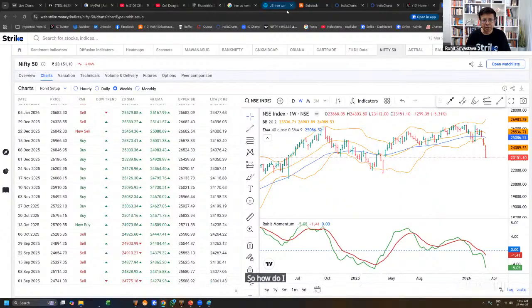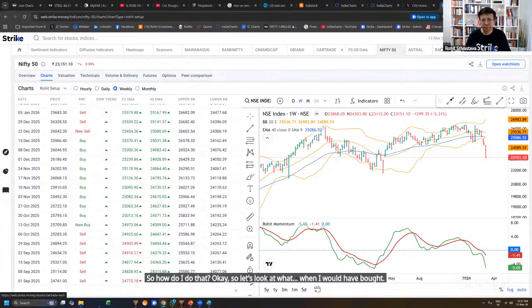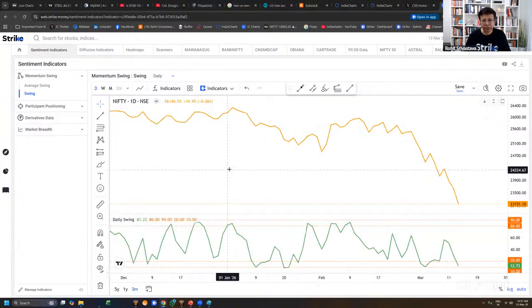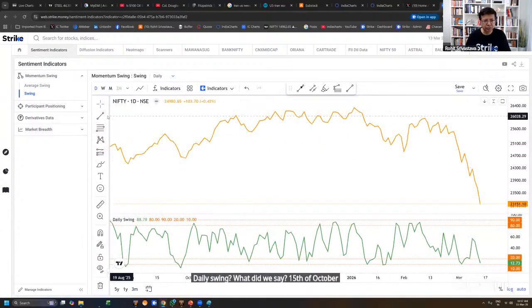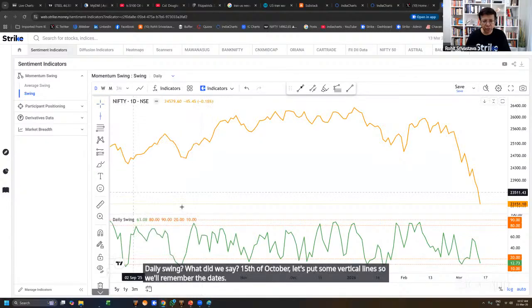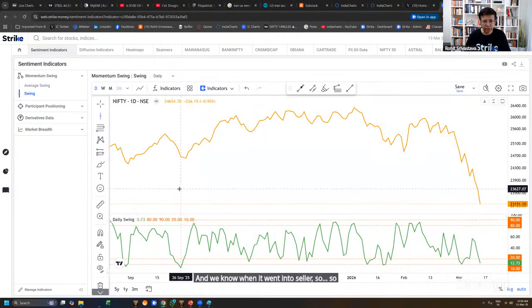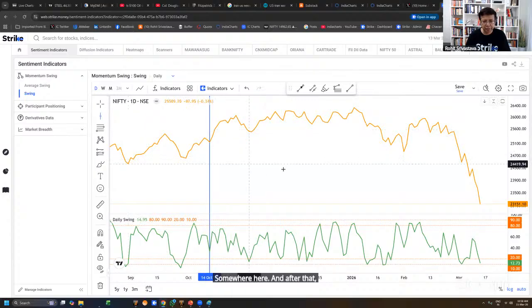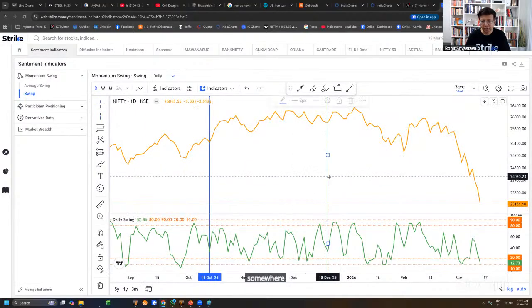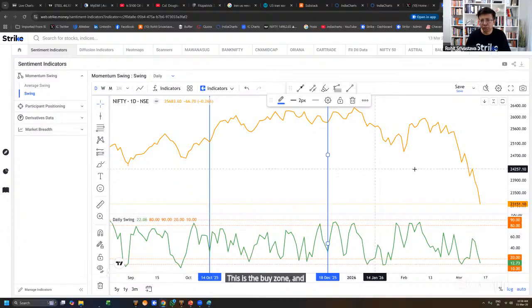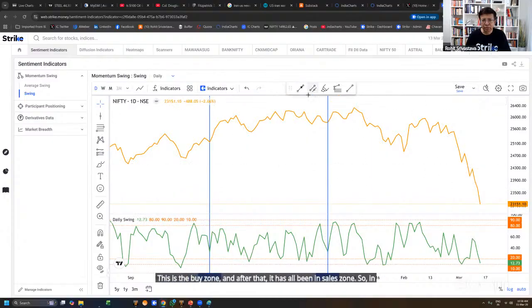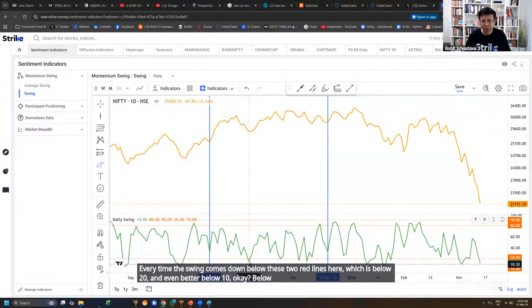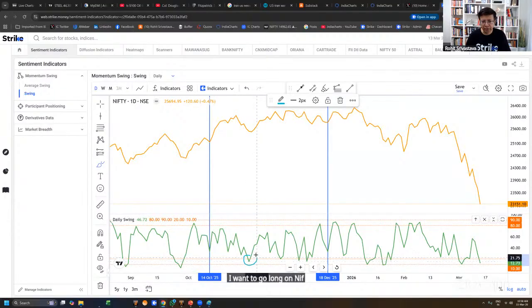So how do I do that? Let's look at when I would have bought. Daily swing. 15th of October. Let's put some vertical lines so we'll remember the dates. And we know when it went into sell also. So 15th of October is somewhere here. And after that, somewhere mid or late December, somewhere here. This is the buy zone. And after that, it has all been in sell zone. So in buy zone, every time the swing comes down below these two red lines here, which is below 20 and even better below 10, I want to go long on Nifty.